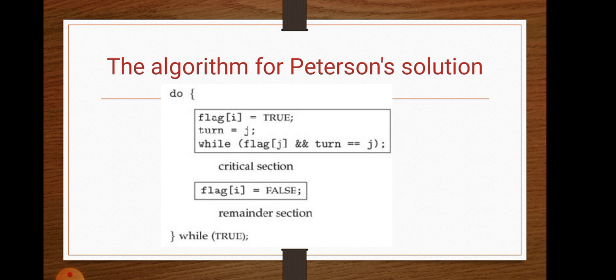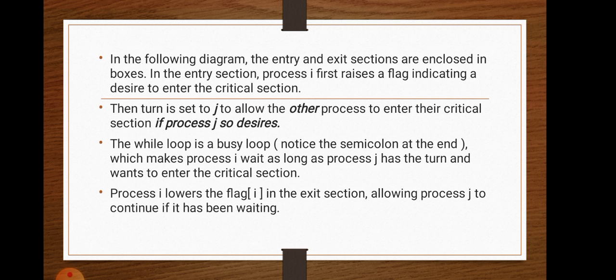I have explained this in the next slide, in that diagram, the entry and exit sections are enclosed in boxes, which you need to remember. In the entry section, process I first raises a flag, that is flag of I is equal to true, indicating the decision to enter the critical section. Now we need to set the turn value to j. Why are we setting the turn value to j? Because it is going to allow the other process to enter the critical section.